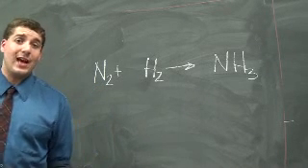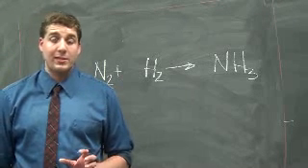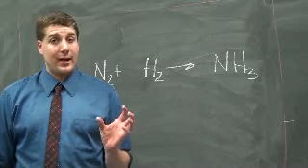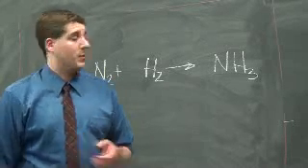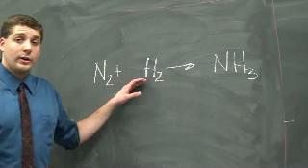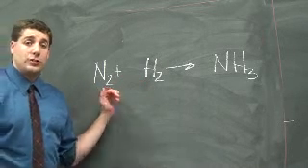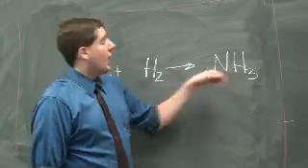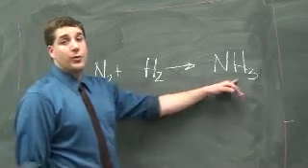Balancing a chemical reaction has to do with the law of conservation of mass, so that whatever we begin with in a reaction still has to be there at the end. If I look at the equation on the board, I find that I started with 2 nitrogens, but I only end with 1. I start with 2 hydrogens, but I end with 3.